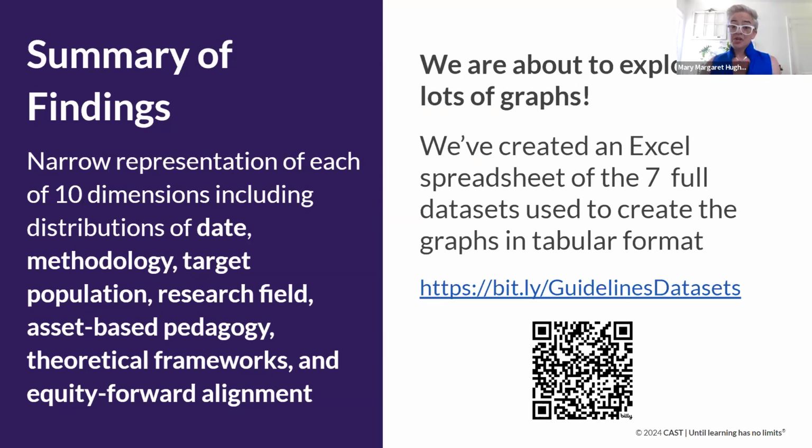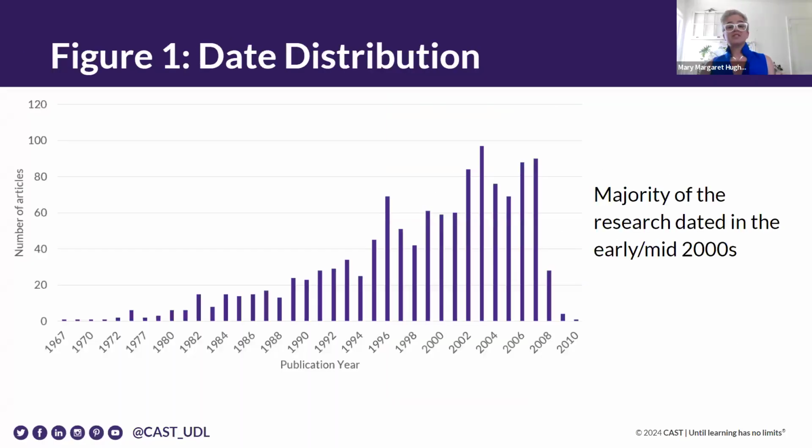So what we're aiming to show you in the following graphs in the UDL Guidelines 2.2 research is that it is imbalanced in regards to publication date, methodology, target population, research field, asset-based pedagogies, and alignment to CAST's current mission of addressing barriers related to identity. So for the purpose of this webinar, we've chosen to report out these 6 dimensions of the 10 that were measured. So this bar graph represents the temporal distribution of the 2.2 research.